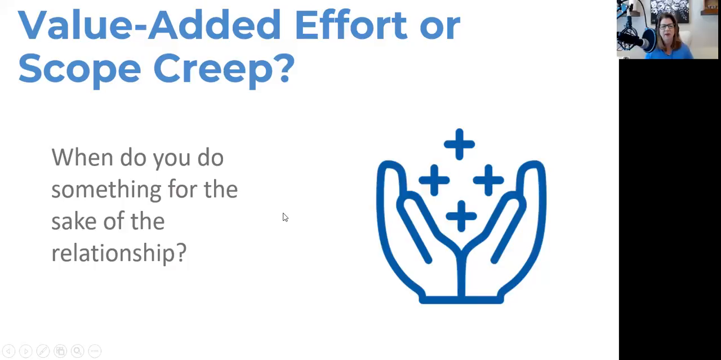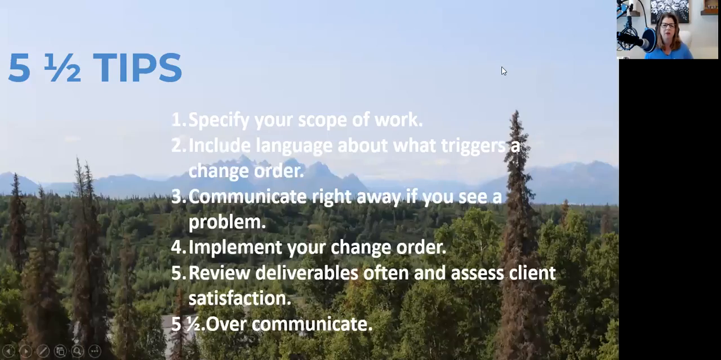So I think everybody has to decide for themselves when you do that and what kind of things they're asking for. So a nod to Matt and his 5.5 tips. I have totally stolen that. So my 5.5 tips are: specify your scope of work, be really detailed, include language about what triggers that change order, communicate right away if you see that there's going to be a problem or they're asking something outside the scope. And I would say over communicate when all else fails.